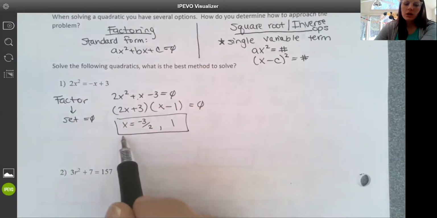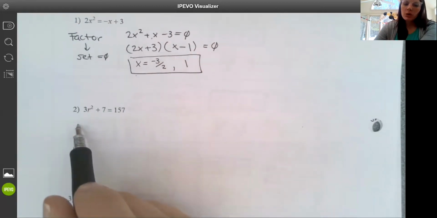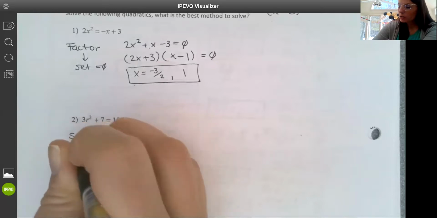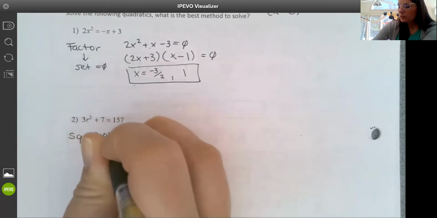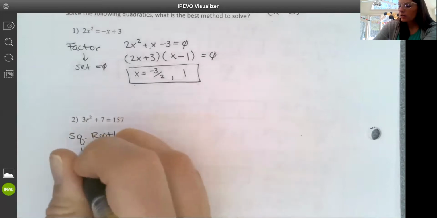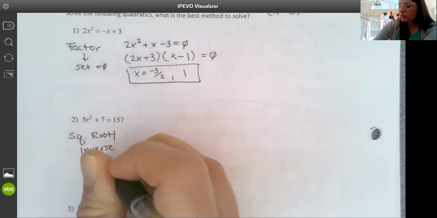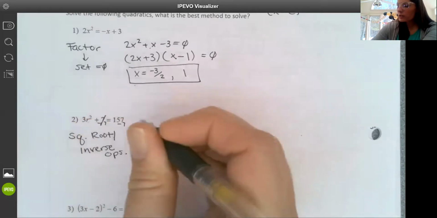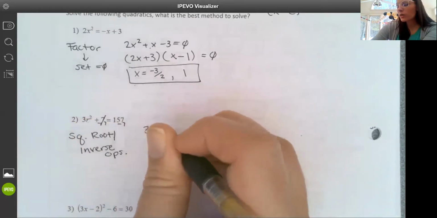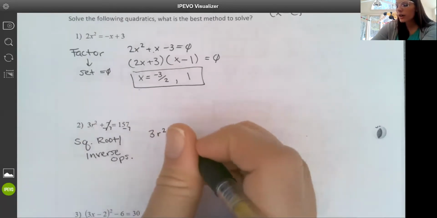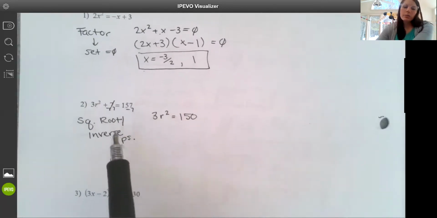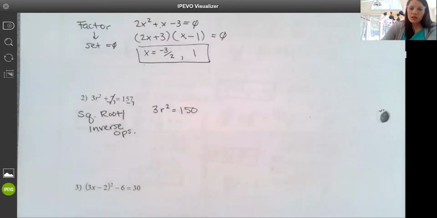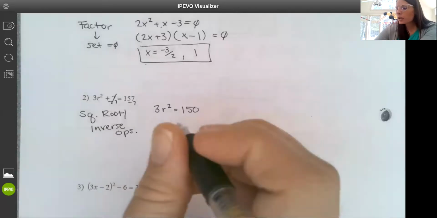Okay. When I look at my second example, I see that I have a single variable term, so I'm going to use square root method or inverse operations. So I'm going to subtract 7 from both sides, because I also don't know if this is factorable right away. I could get it set equal to 0 and I could try to factor this one as well. But I don't know. And so I might as well just go ahead and use inverse operations and see what transpires as I go through here.